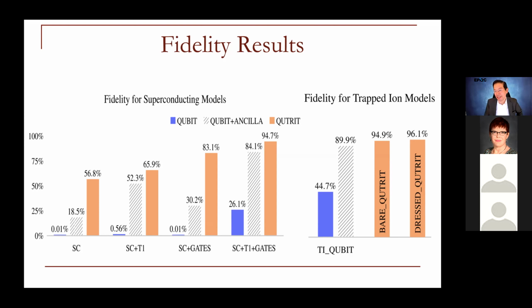circuit depth. On the right, we ran some models for trapped ion machines, both an orange bar in the middle, which is a sort of more straightforward three-state implementation of Qtrits, and then a four-state, somewhat error-mitigated version in the dressed Qtrit. And you can see that, once again, comparing blue and gray to the orange bars do better. The difference is smaller because, of course, the current trapped ion gate fidelities are better than the current transmon ones.